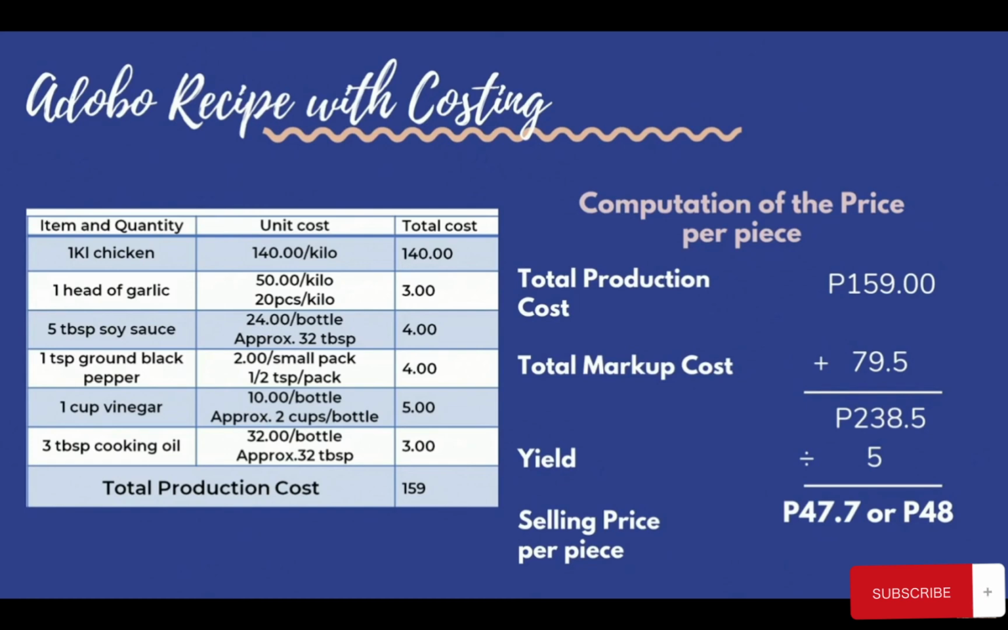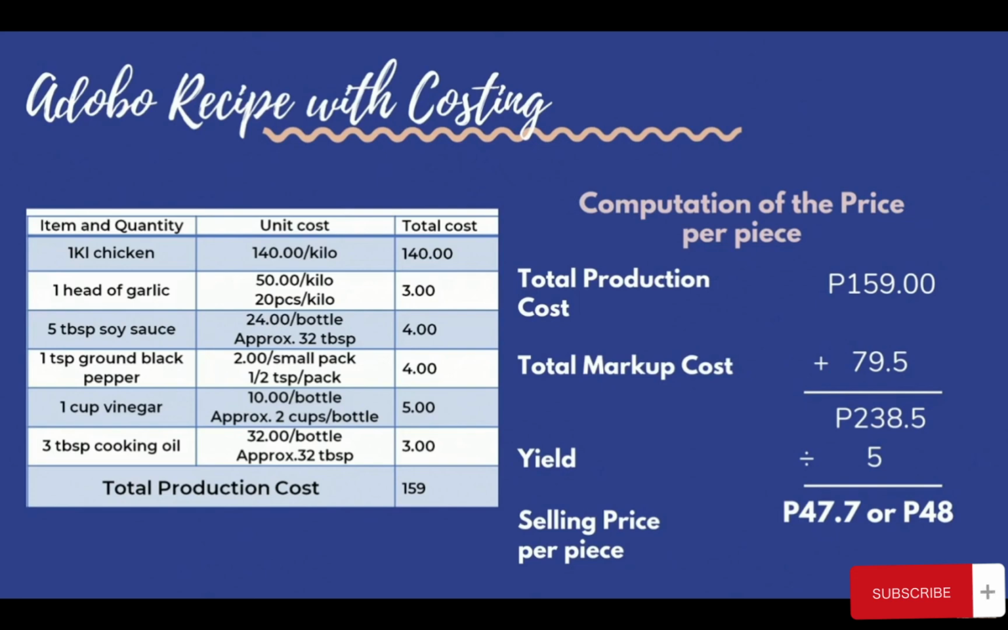1 teaspoon of ground black pepper, 2 pesos per small pack. Each pack has a half teaspoon, and that will be 4 pesos. 1 cup of vinegar is 10 pesos per bottle, approximately 2 cups per bottle, and it will be 5 pesos. 3 tablespoons of cooking oil, 32 pesos per bottle, approximately 32 tablespoons, and it will be 3 pesos. Now, the total production cost is 159 pesos.